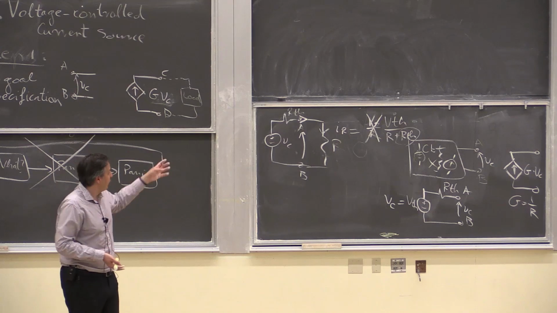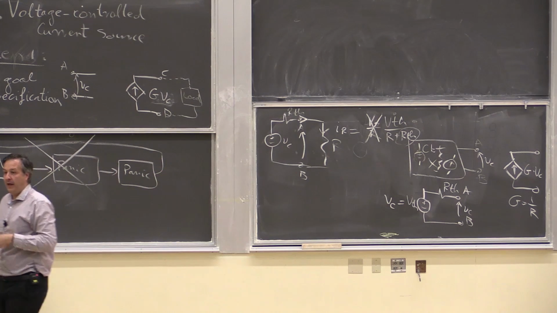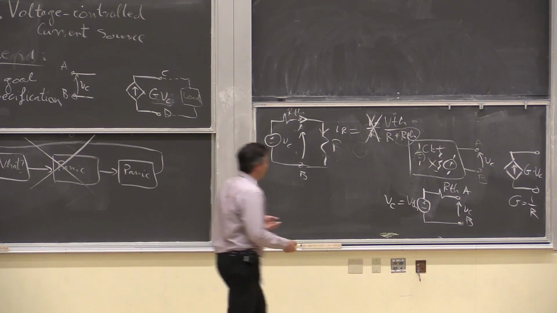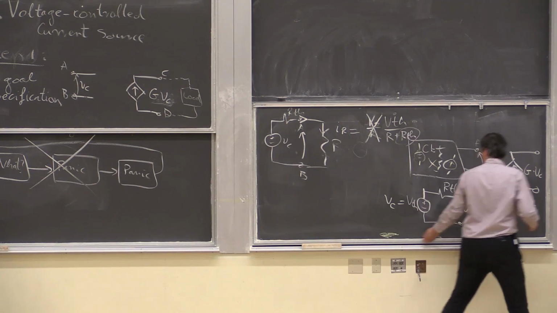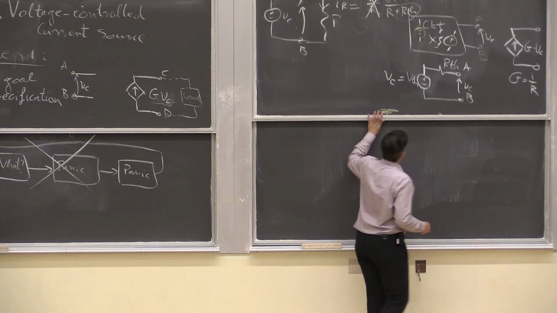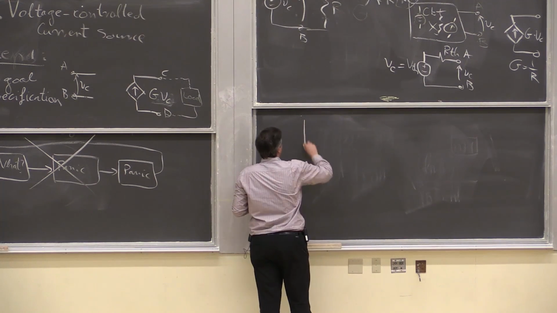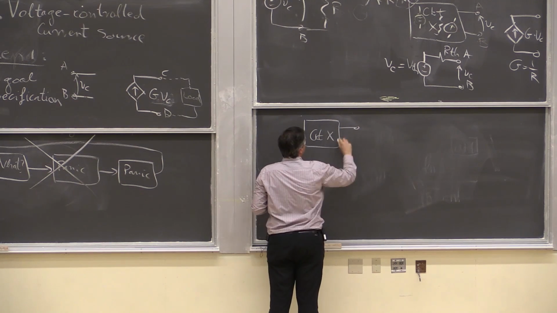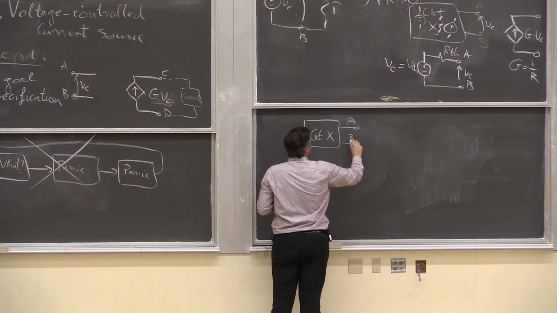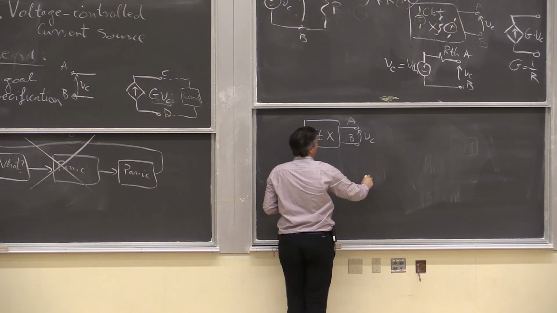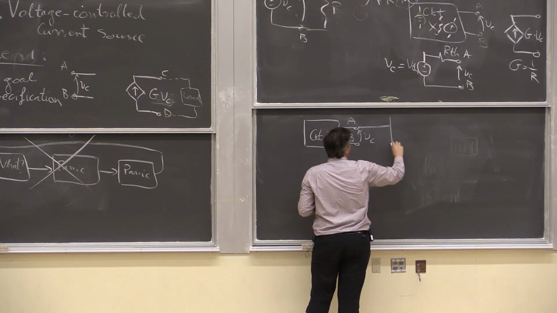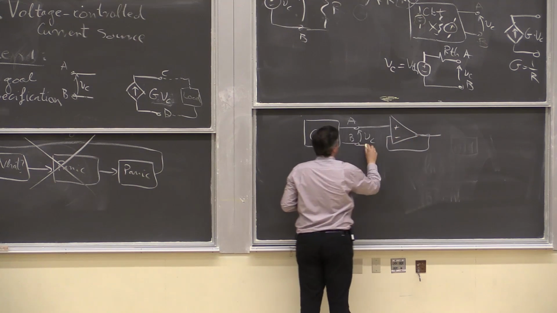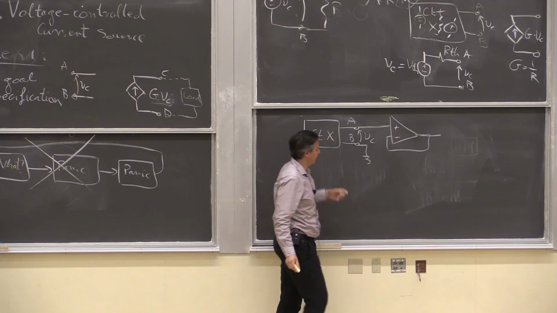So what kind of circuit can we add to circuit X and not load it? Yeah, we could do a unit gain buffer, right? So we have our circuit X, terminals A and B. This is control voltage VC. So I'm just going to add a unit gain buffer. Right, I can ground this. So this is voltage VC.